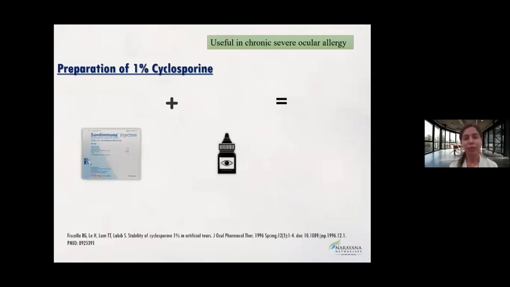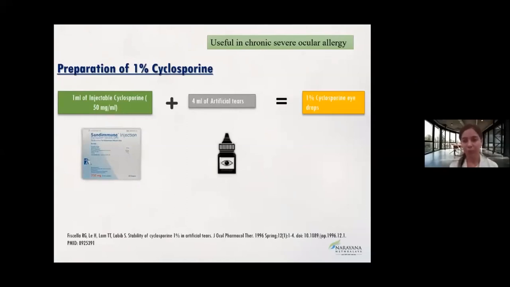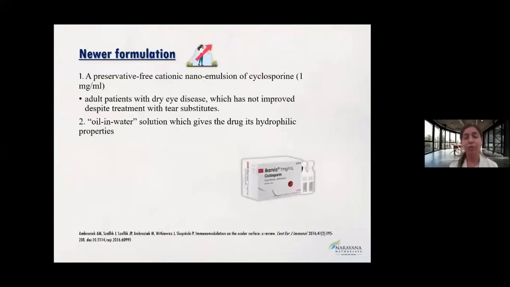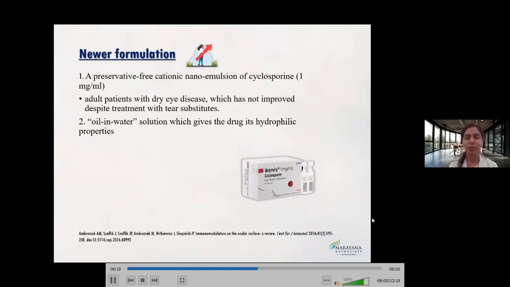We can also prepare a 1% cyclosporin medication, which is very useful in patients who have severe ocular allergy, where the lower concentrations are not effective. And this can be prepared from the injectable forms of cyclosporin with artificial tears into a 1% cyclosporin eye drops. Of course, this is more cumbersome than the commercially available medications, but they are very useful in these conditions with severe allergy.